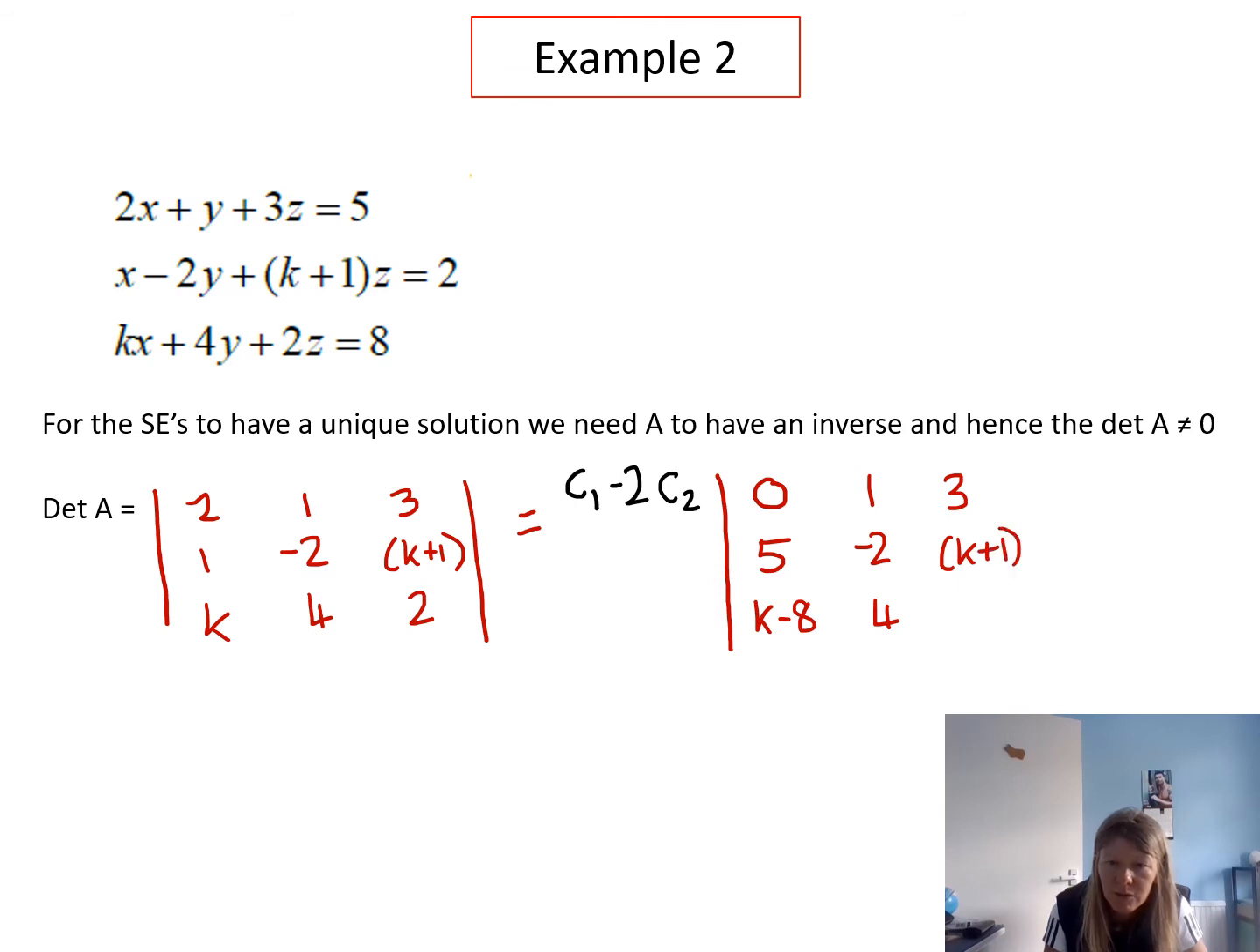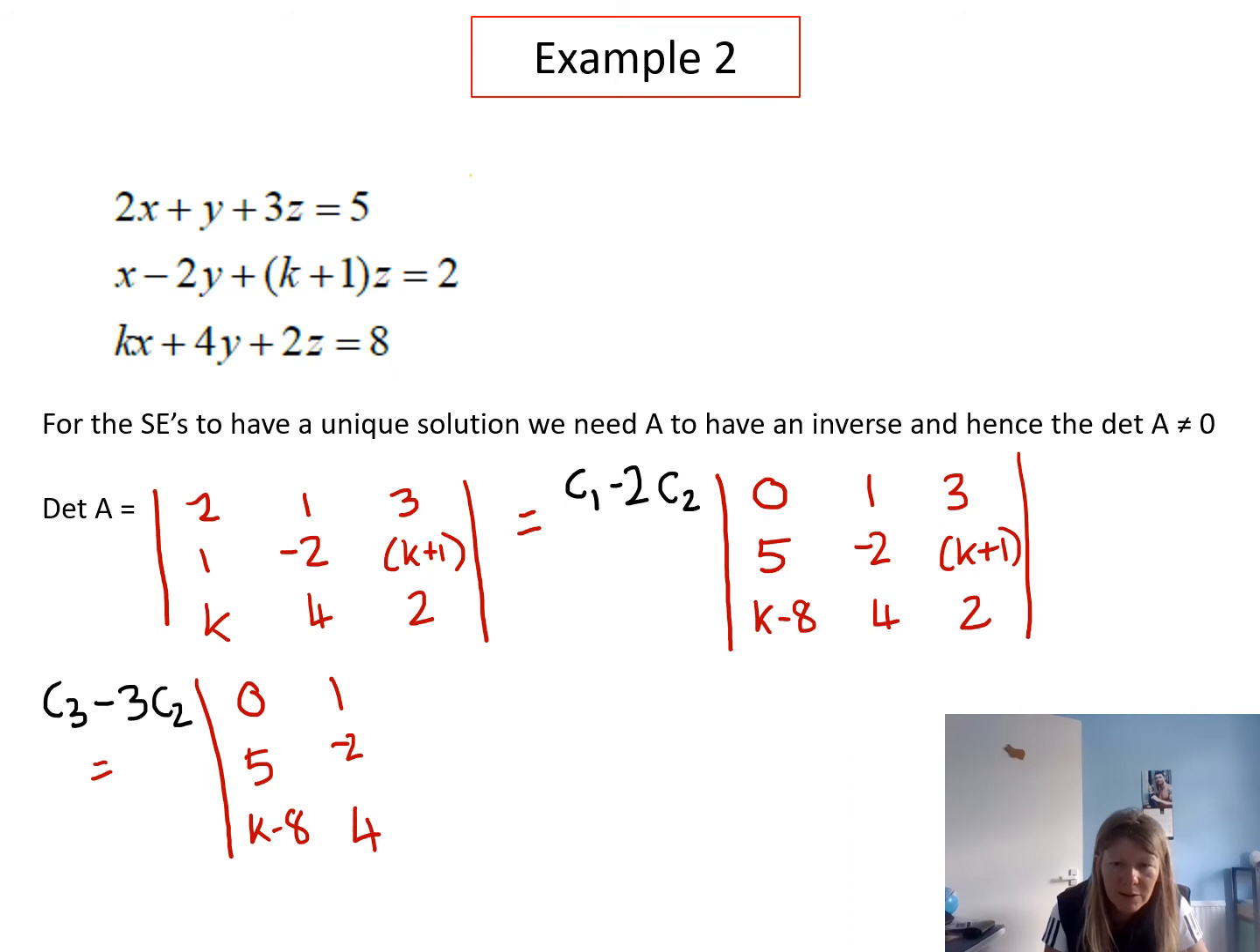There are other ways to do this, but this is just the way I've done it. Now I'll do a little bit more. I'll follow the same sort of pattern and I'll do column 3, take away 3 lots of column 2. So this is the same as the determinant of this thing. These 2 columns are staying the same, but this one now had 3 of them taken away, so you get 0 there. You'll get k plus 7, and we'll have minus 10 here.